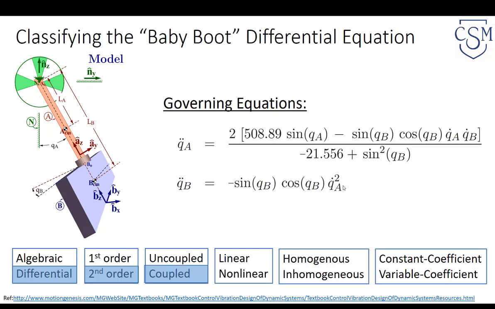So the first derivative of QA, we also have a cosine of QB. There are a lot of nonlinear terms here, so this is a nonlinear differential equation. We can say it's homogeneous if all of the terms include the dependent variables. And in fact, we see there are no terms that have just the independent variable. Therefore, this set of equations is homogeneous. And furthermore, we can say that it is constant coefficients because none of these coefficients vary with respect to time.